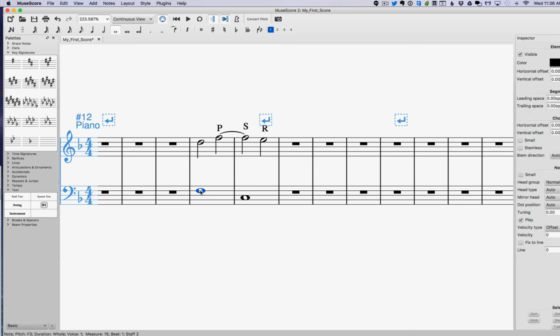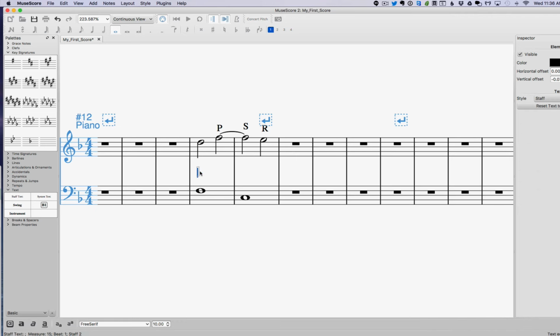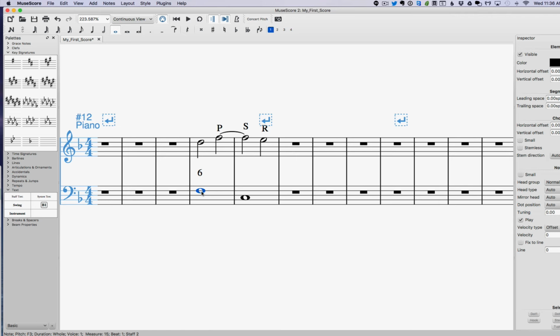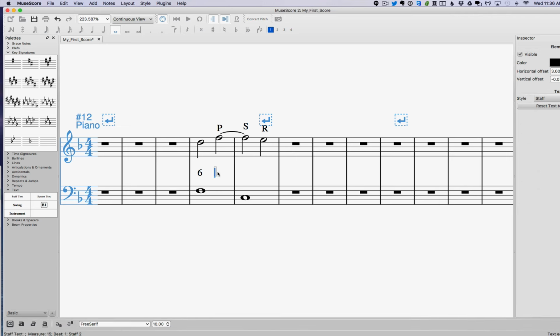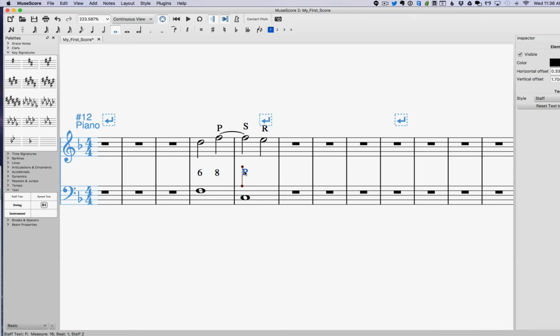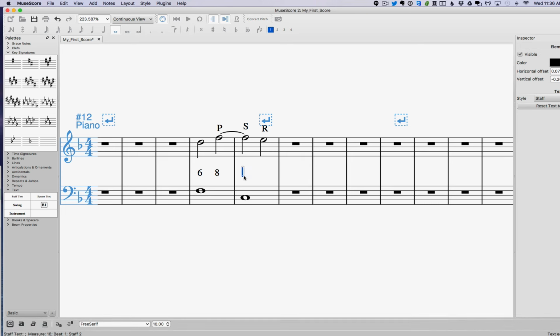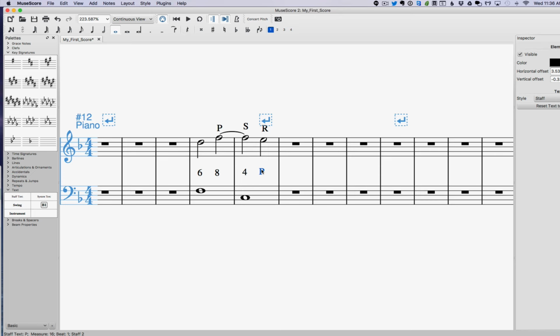Next, let's look at our intervals. So this interval is a sixth. This interval is an octave. This interval now is a fourth. And this interval is a third. Okay, that gives us the answer we want on how to label this suspension.